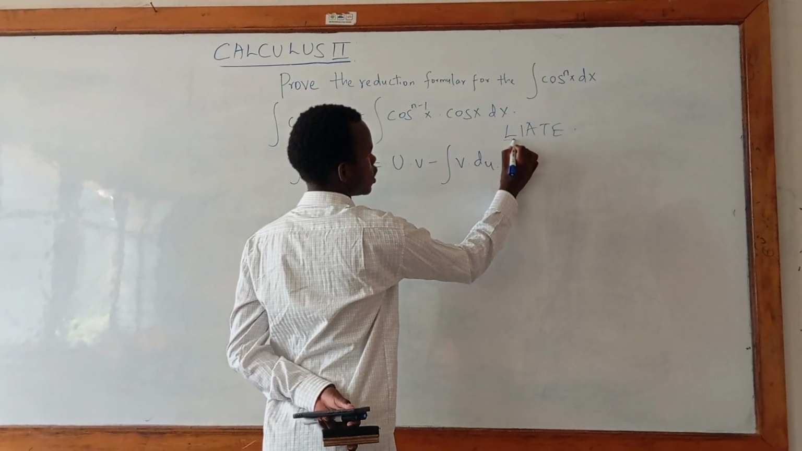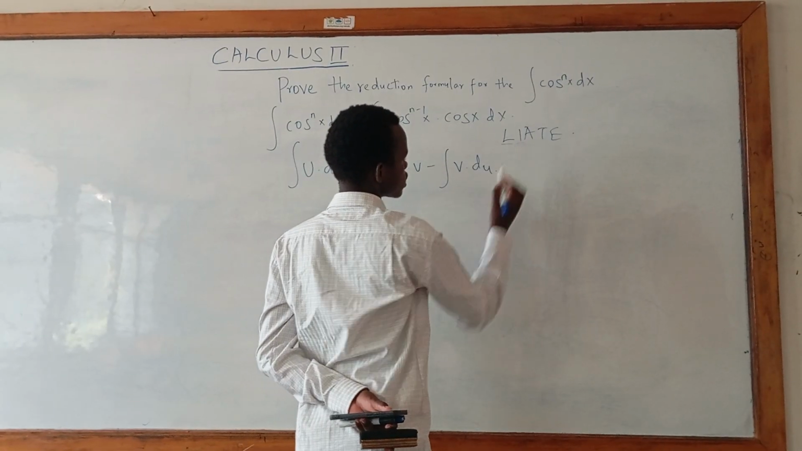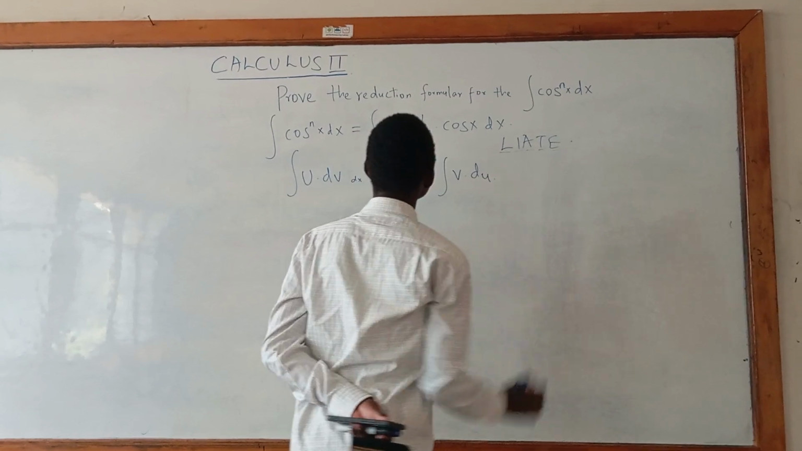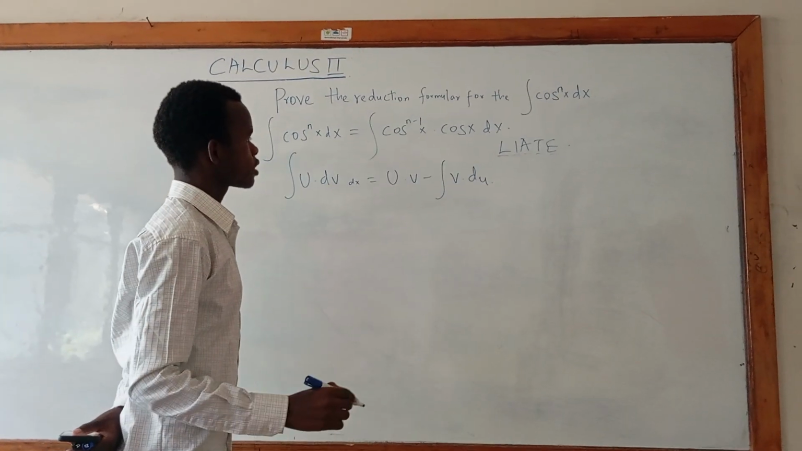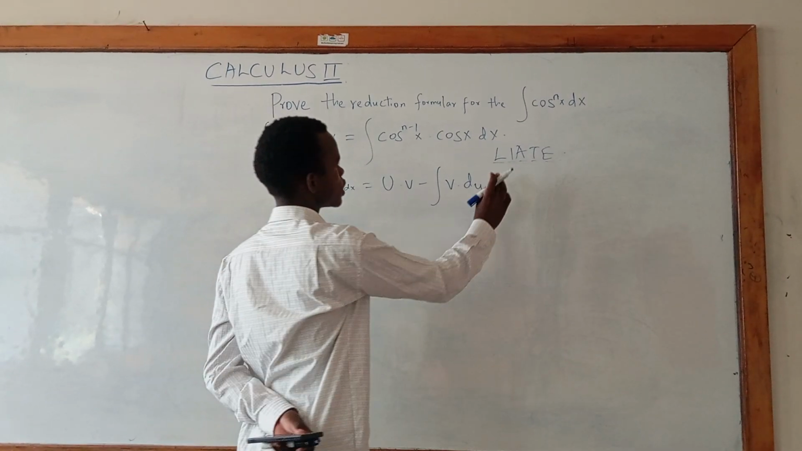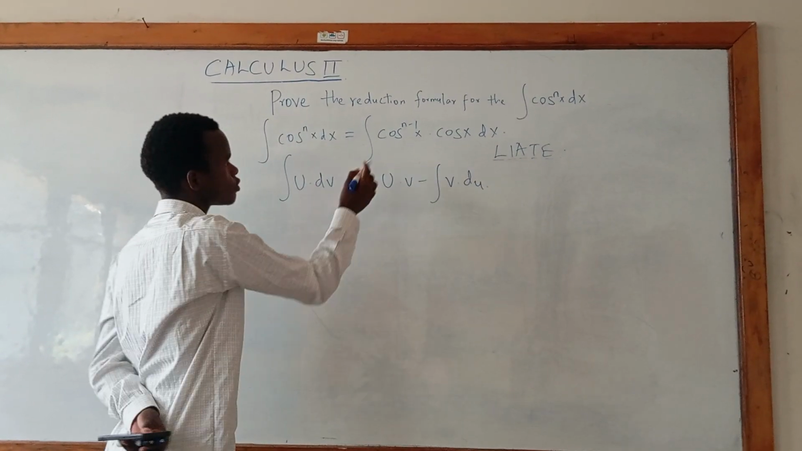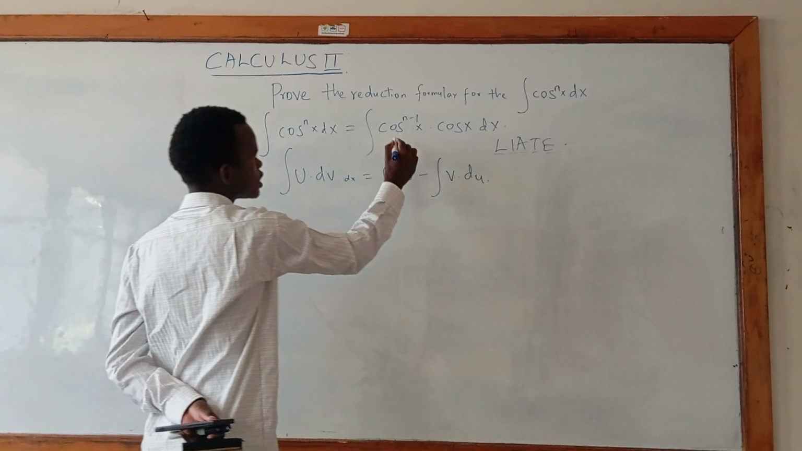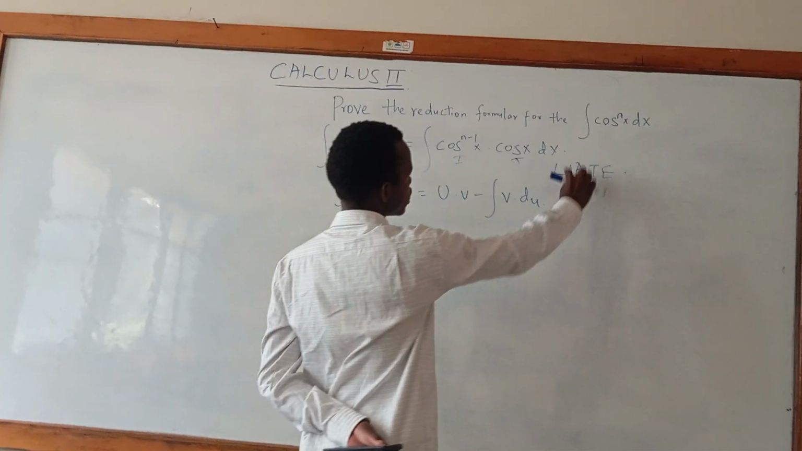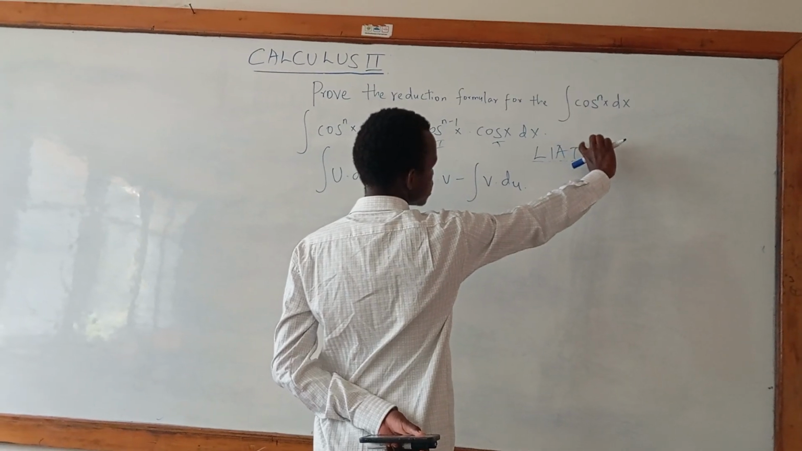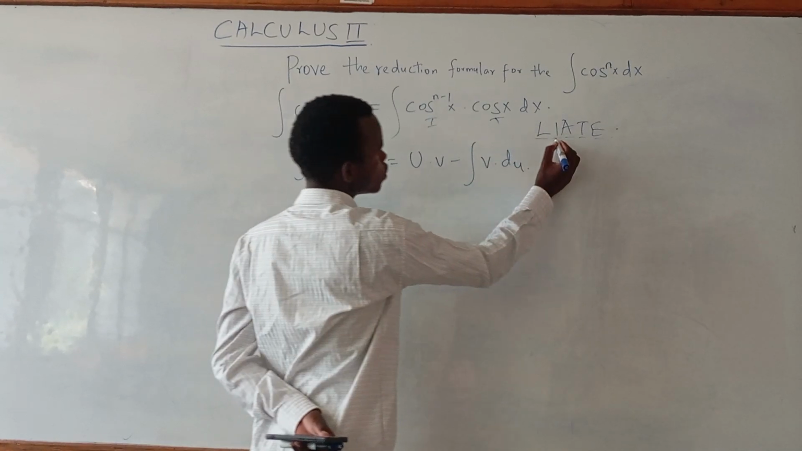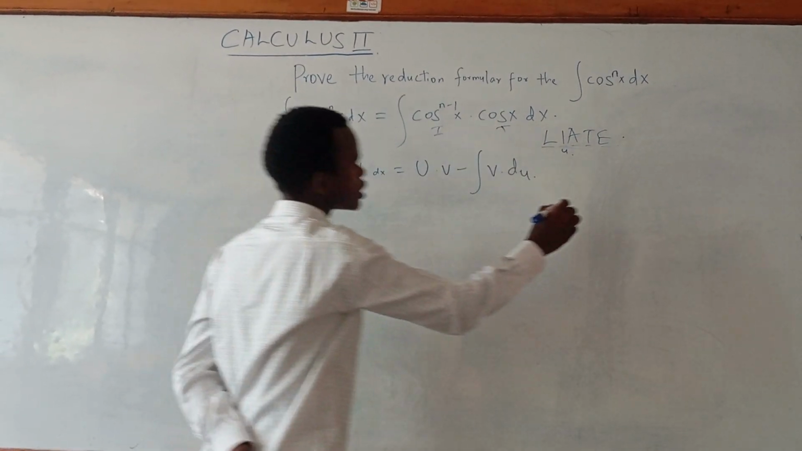These are logarithmic functions, inverse trigonometry, algebraic functions, trigonometric functions, exponential functions. My choice of u follows this order. From our integral, we have two functions that are being multiplied, and both are trigonometric. From our formula, inverse trigonometry starts and trigonometry follows. So automatically this will be our u.